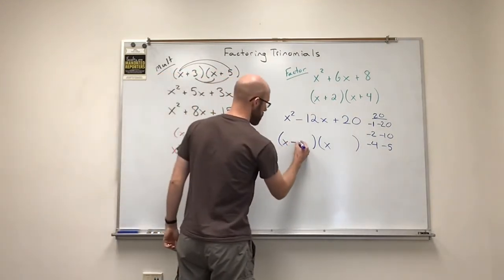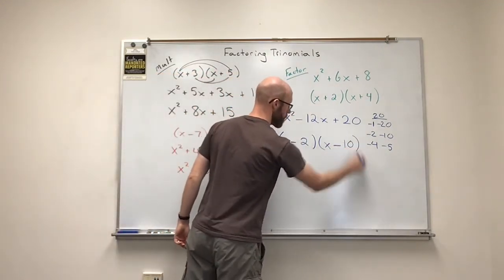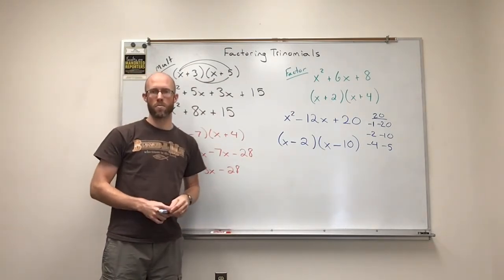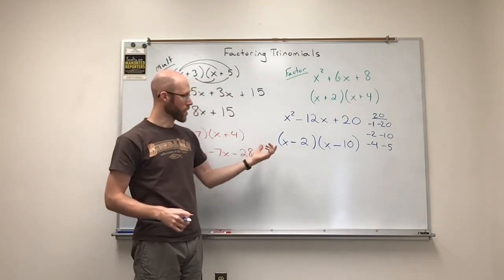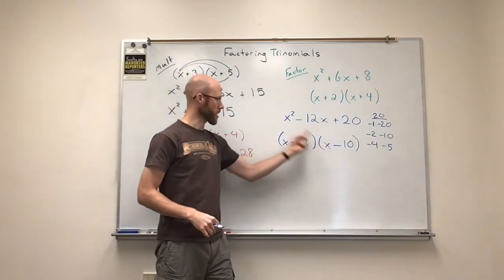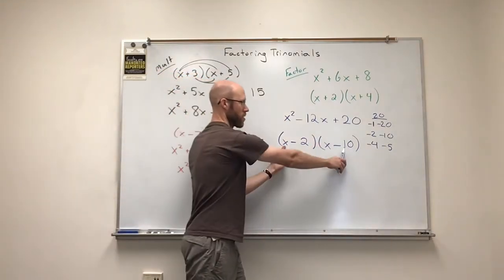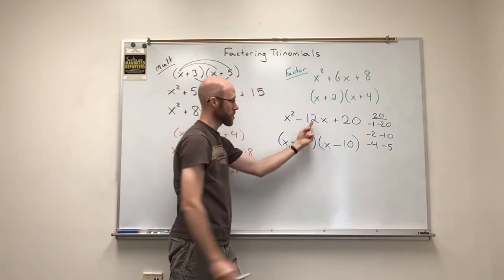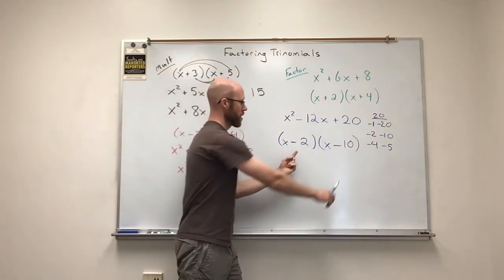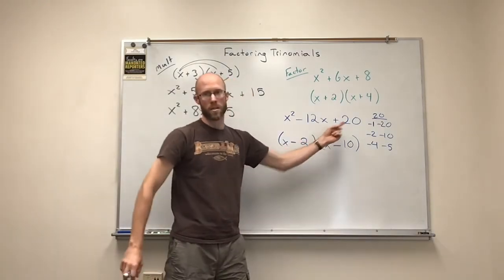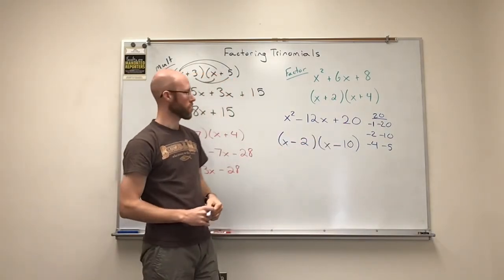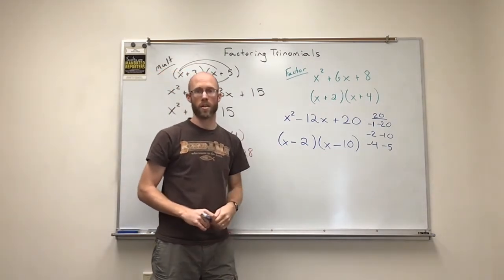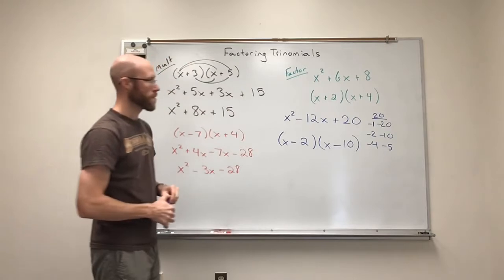So I want x minus 2 and x minus 10 as my two binomials in the parentheses. Now notice again, if I wanted to check this, x times x is x squared. If I do the outer two, that's -10x, the inner two is -2x, which gives me the -12x when I combine them. And then -2 times -10 makes +20, okay? So that combination is the correct factored form, all right?